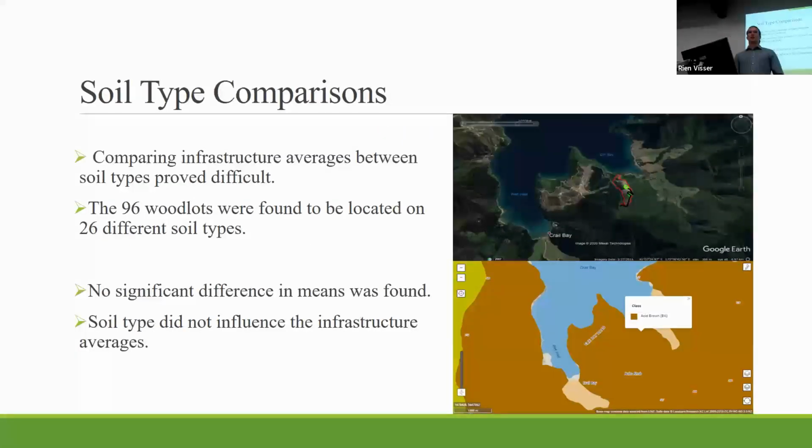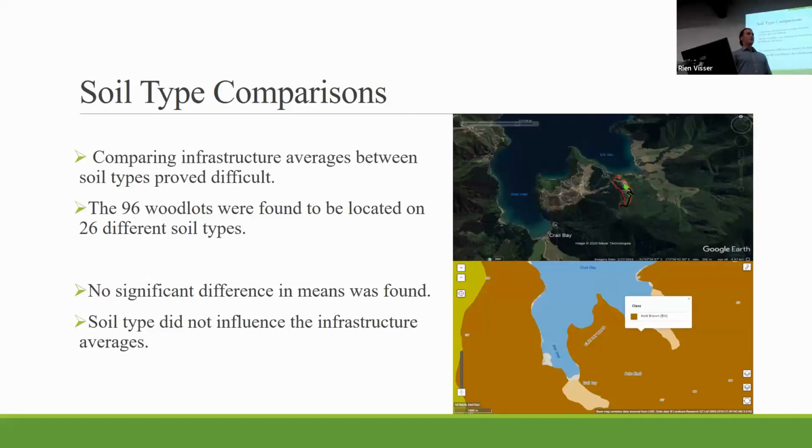Assessing soil type influence on infrastructure did prove difficult. The 96 woodlot samples were found to be located on 26 different soil types. This meant occurrences were very low for any given soil type, making any comparisons very weak and unreliable. Therefore, no significant difference in means was found. So soil type was deemed to not influence infrastructure.